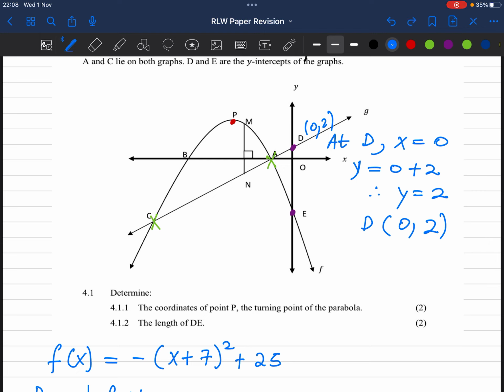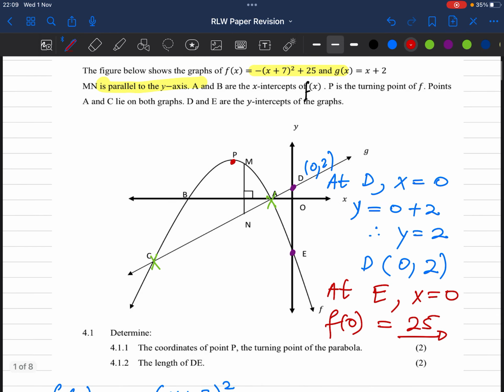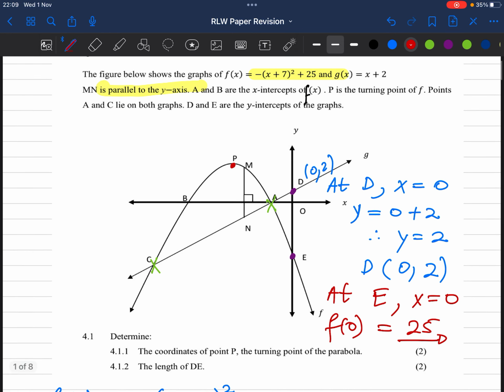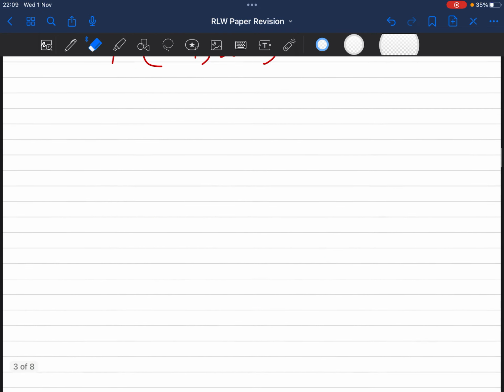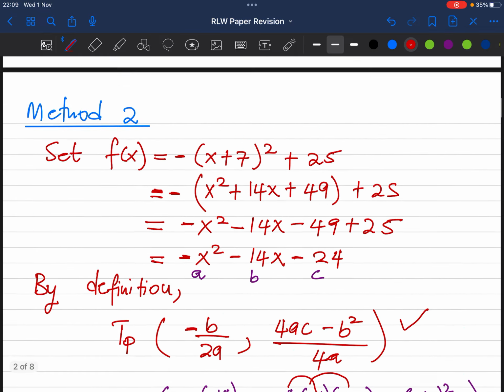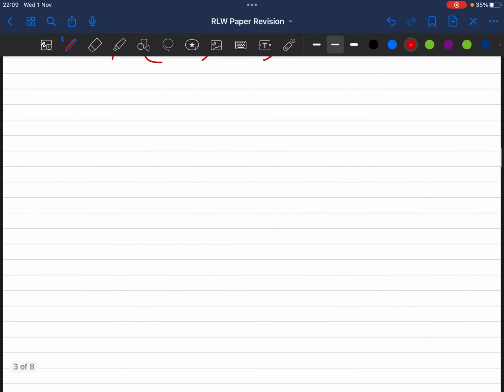So I will say at E, we know that x must be 0. So f of 0 is just 25. Not 25, I'm lying. It cannot be 25 because this is wrong. Let me get a space for that question. Sorry.